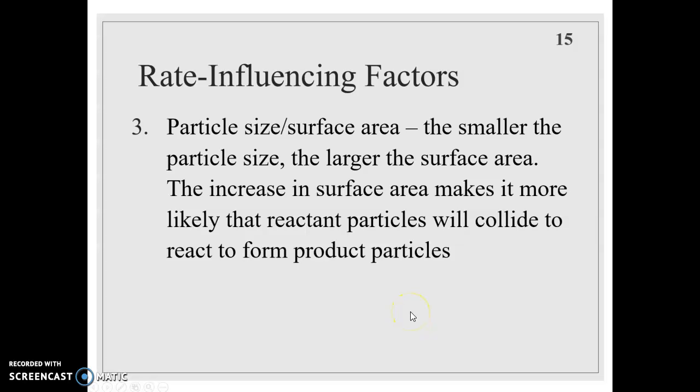All right, the size of particles also affects the rate of chemical reactions. The smaller the particles, the larger the surface area. You can think about that like if you take something and grind it up, you can spread it over a larger area. And that increase in surface area makes it more likely for the reactant particles to collide and form product particles.